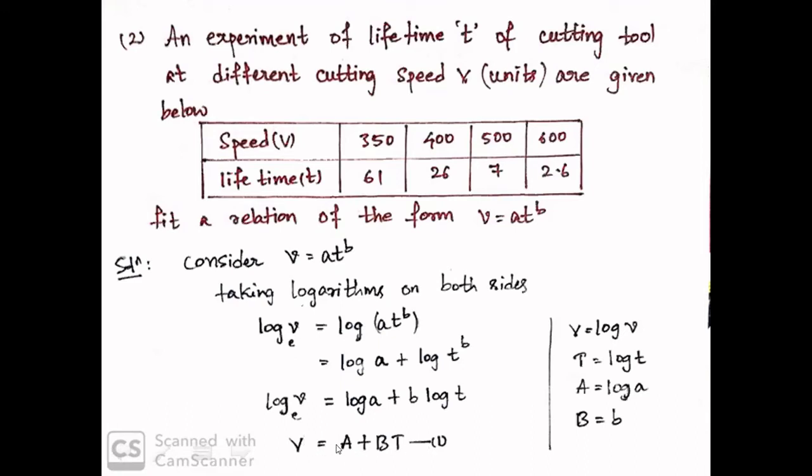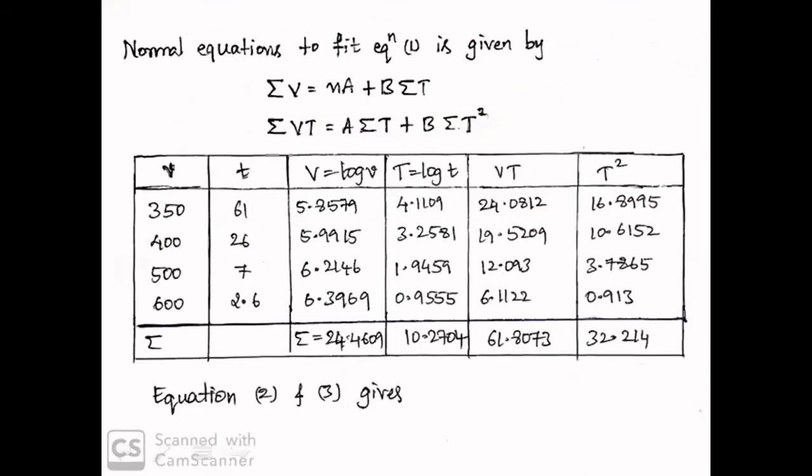So this is V is equal to A plus B into T. This equation 1 resembles the standard form of the straight line, and we know how to fit a straight line to the given statistical data that we studied in the very first video. Now the normal equations to fit a straight line are: summation capital V is equal to n into capital A plus capital B into summation capital T. The second normal equation is summation capital V into T is equal to A into summation T plus B into summation T square.